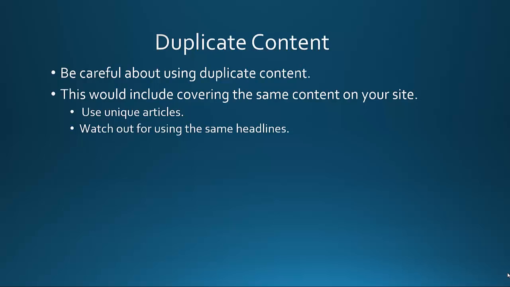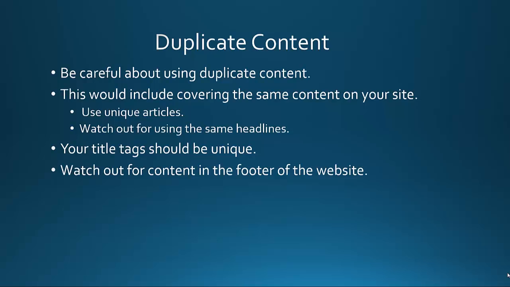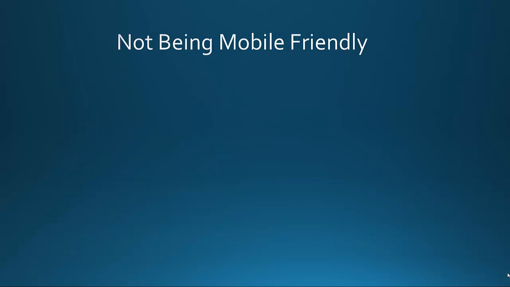In fact, a major article directory called Ezine Articles, which has tons of different articles, many of them actually ended up having some of the same headlines, and they've actually gotten to the point where they do not accept any articles unless they have unique headlines, completely unique, of course. Your title tag should be 100% unique. Watch out for content in the footer of your website. So those would be quotes, mission statements, other things. Make sure that you are careful about having content there that is not unique on each page.